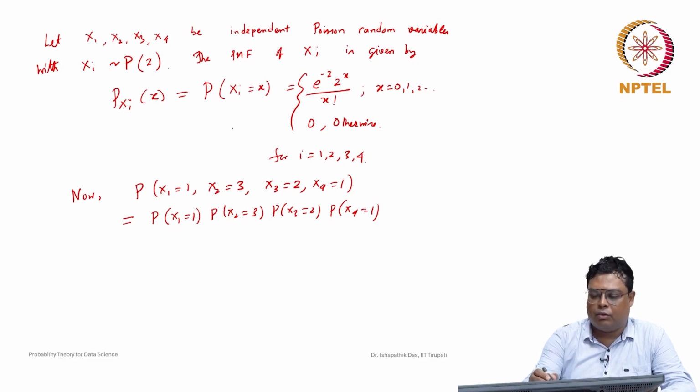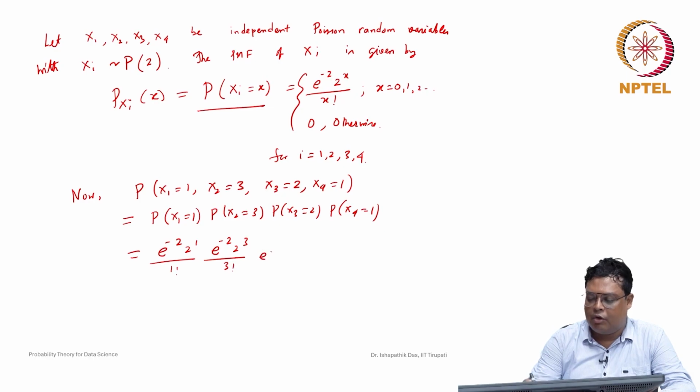Here x1 equal to 1 gives e to the power of minus 2, 2 to the power 1 by 1 factorial. For x2 equal to 3, all have the same probability mass function, so it is e to the power of minus 2, 2 to the power 3 by 3 factorial. Then e to the power of minus 2, 2 to the power 2 by 2 factorial, and for x4 equal to 1, e to the power of minus 2, 2 to the power 1 by 1 factorial.